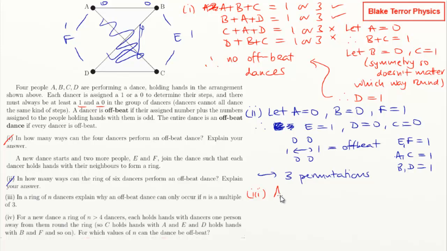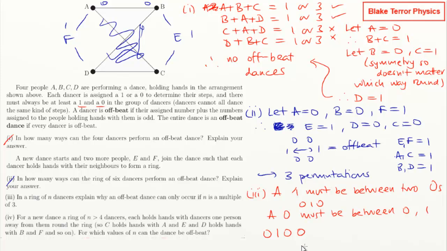So we've got that A1 must be between two zeros. We have to have 0, 1, 0, because otherwise we get all ones, or it wouldn't be offbeat. And what did we get for a 0? A 0 must be between a 0 and a 1, otherwise, again, we wouldn't get offbeat. So we must have 0, 1, 0. Then that would have to be a 0.